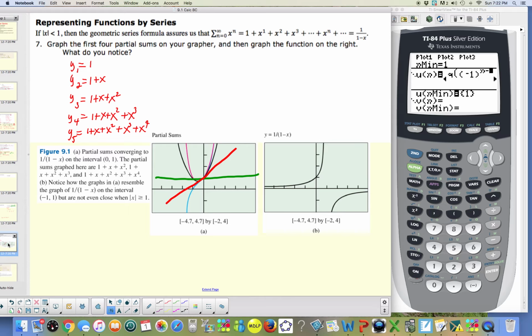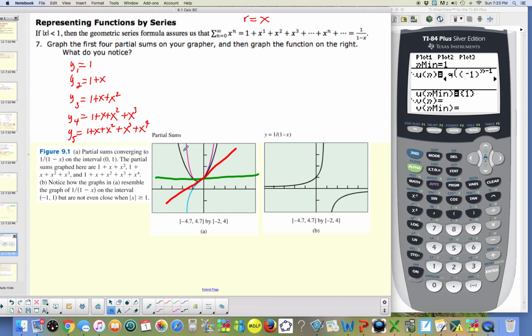Let's take a look at this first series. It's a geometric series where the ratio is equal to x. And let's graph these partial sums one at a time. Y sub 1 is equal to 1, and you can see I've graphed it right here with a green line. Y sub 2 is also linear, 1 plus x, and I've graphed it with a red line. Y sub 3 is a quadratic, which is this pink right here. Y sub 4 is this cubic, which is this blue right here. And then Y sub 5 is this quartic, which is this black right here.